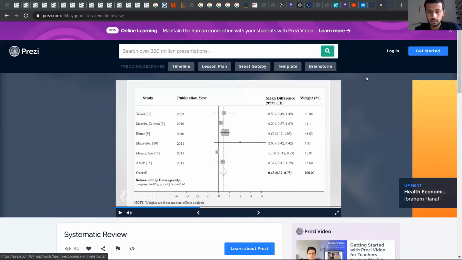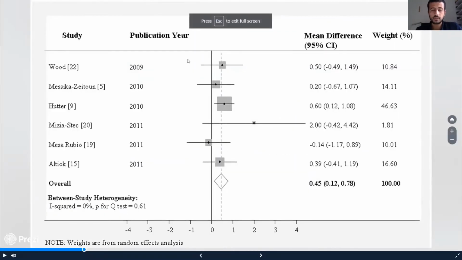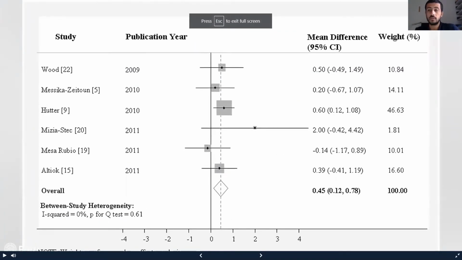So let's start. This is how the meta-analysis forest plot looks. For each study, we have a line, the confidence interval, and a box, which means the weight, and the dot, which means the mean. Here we have the same thing, the mean and the confidence interval. Here we have the weight.